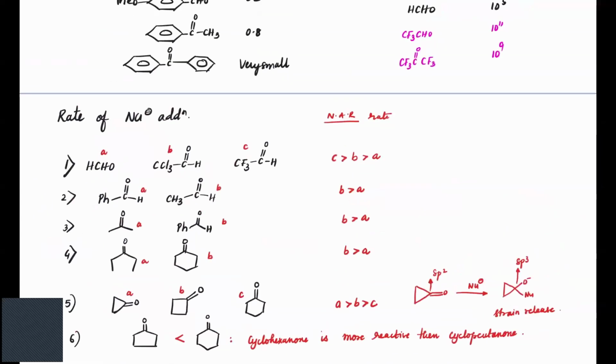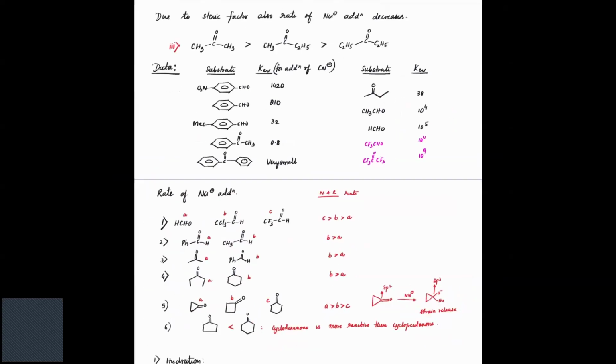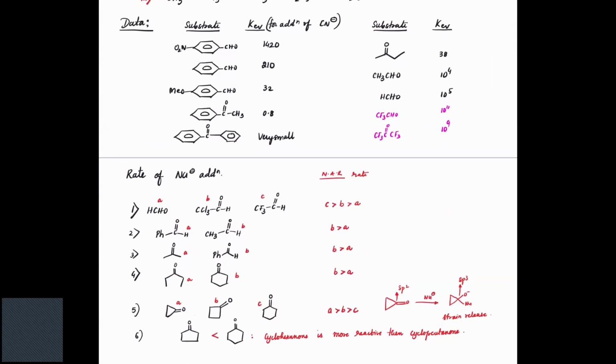Everybody clear? Please check. Please check it out once quickly. What are all the equilibrium data and how to compare the rates? Please check.